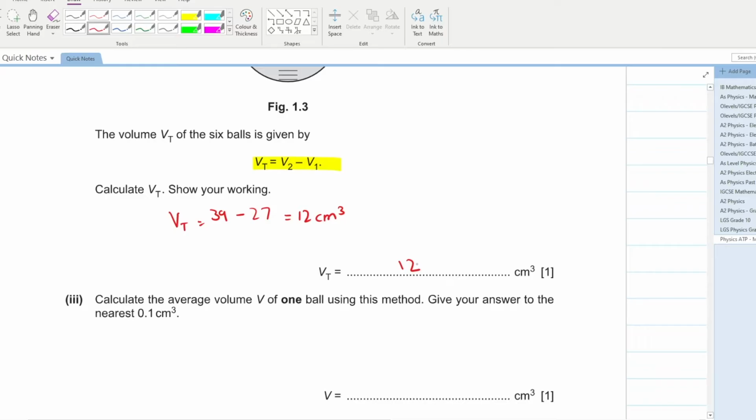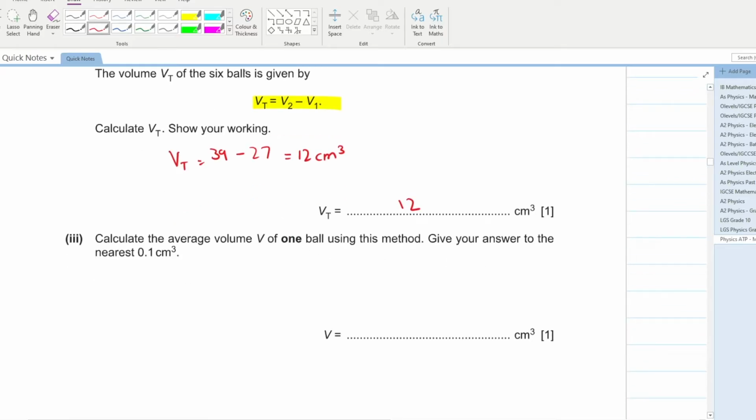Let's place it here. Calculate the average volume of one ball. This is the volume for 6 balls, so divide this by 6. If 12 centimeter cubed is the volume of 6 balls, what will be the volume of one ball? Let's put an x here and say this is one ball. Cross multiply it. Your x, or the volume for one ball, will come out to be 12 divided by 6. That is 2 centimeter cubed.